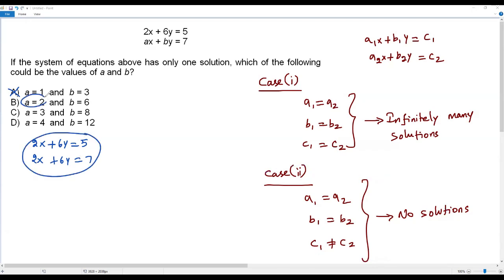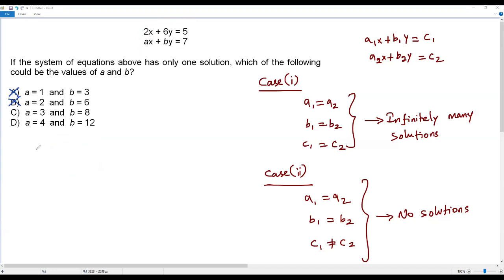When I use a equals to 2 and b equals to 6, the given system has no solution. But according to the information, this given system must have only one solution. So since the values of a and b in answer choice B give no solution for the given system, we can reject option B as well.